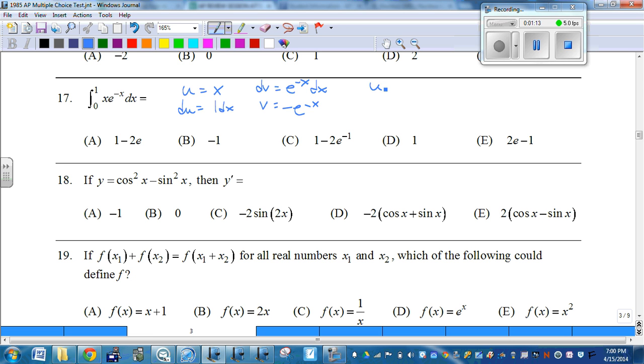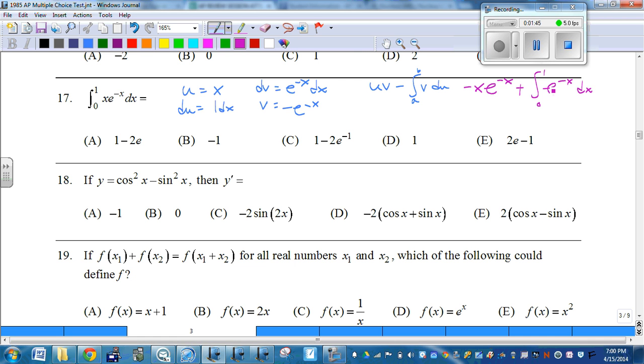So remember, we get u times v minus the antiderivative from a to b of v du. That's our formula. So we get x times negative e to the negative x, and we put the negative out in front, minus definite integral, we're still going from 0 to 1, of v du. So it's just negative e to the negative x, so I'm going to make this positive e to the negative x dx.